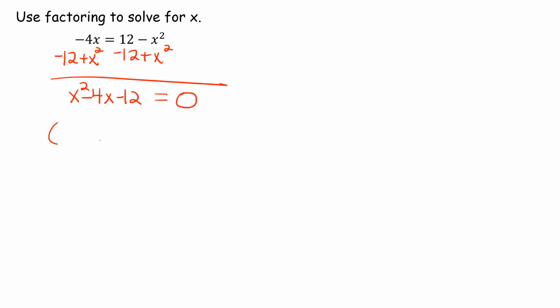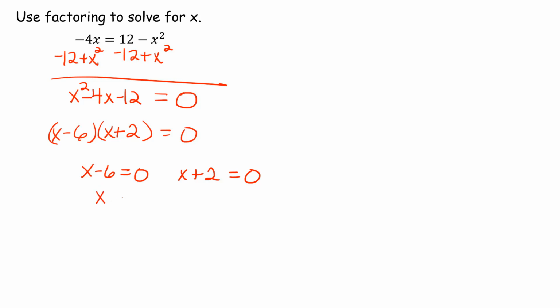Now I'm going to factor the trinomial. So x goes here, x goes here. I'm looking for two numbers that multiply together to give me negative 12 and add up to negative 4. That is going to be negative 6 and positive 2. Now I know that x minus 6 times x plus 2 equals 0, which means that x minus 6 must be 0 or x plus 2 must be 0. That's the only way you can multiply two things to get 0, if one of them is 0. Therefore, x minus 6 is 0, so that must mean that x is equal to 6. x plus 2 is 0, so x must be negative 2. So those are the two solutions to this quadratic equation.